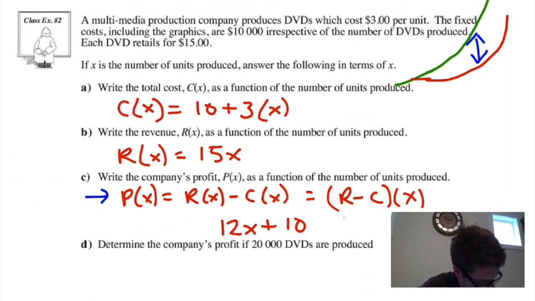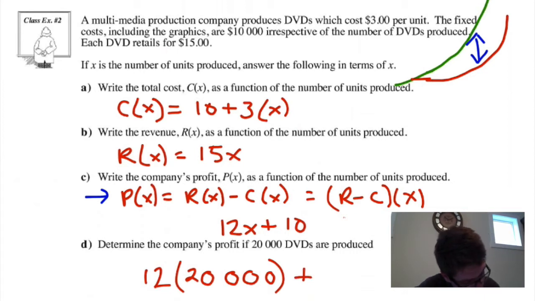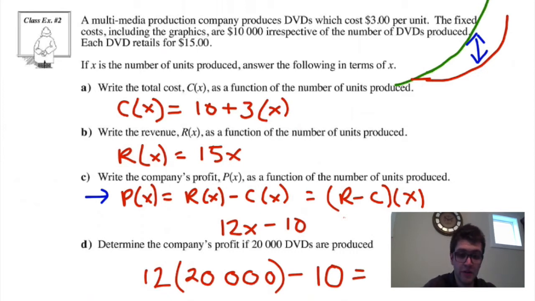And if we produced 12,000 DVDs, it would be 20,000 plus, oops, sorry, this should be minus $10. We're subtracting costs. My fault there. We're going to subtract 10. They don't give us an extra $10 for making CDs. And that's going to be some result. And again, the number is not integral for that. So hopefully this worked for you.